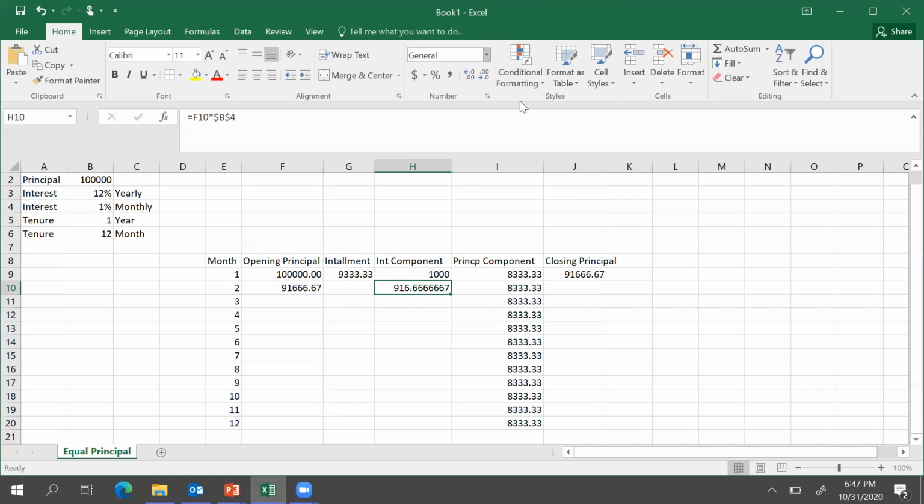Okay, this I have fixed. Just a minute, I will convert all of them into two digits. Okay, and the closing principal will be the opening principal minus the principal that has been paid in this particular installment, and the installment will be the sum of the interest component plus the principal component. Now what we can do is drag all of them down. We will see what happens.